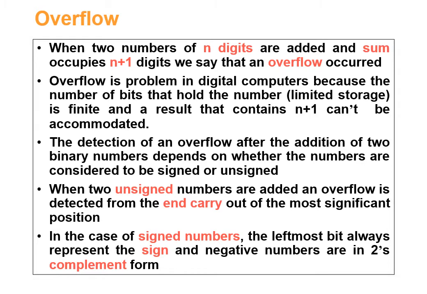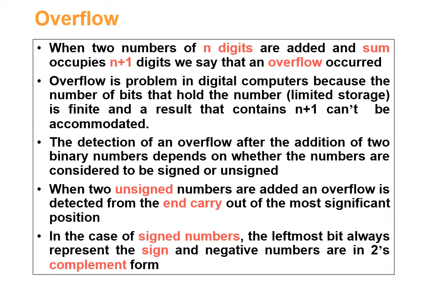Overflow. When two numbers with n bits each are added and the sum is a number occupying n plus 1 digits, we say that an overflow occurs. This means if two 4-bit numbers are added and the result is a 5-bit number, then we say that an overflow has occurred. This is true for binary or decimal numbers, signed or unsigned.